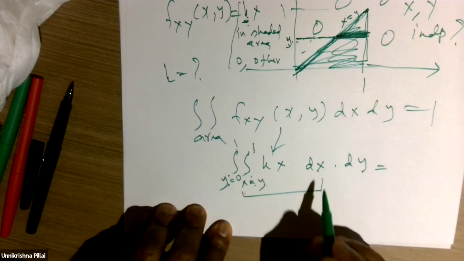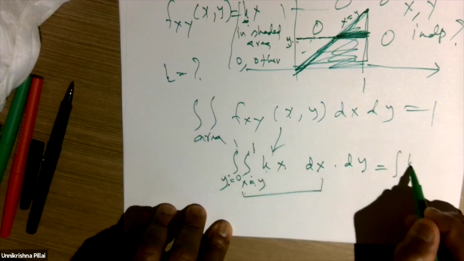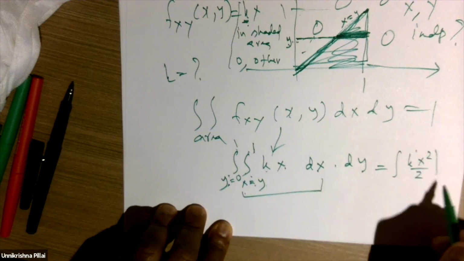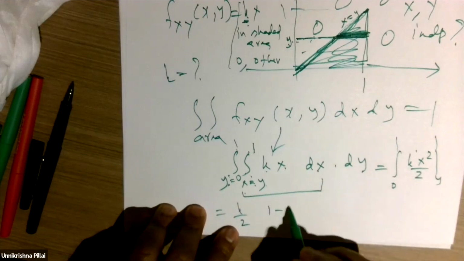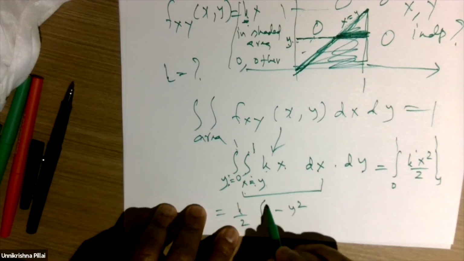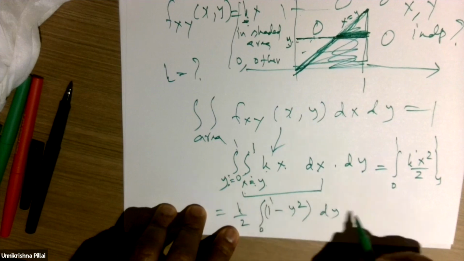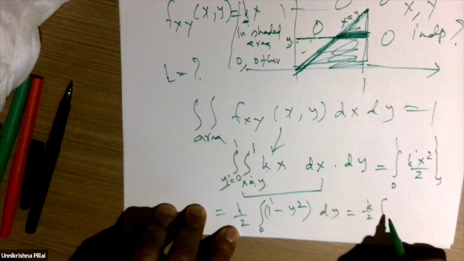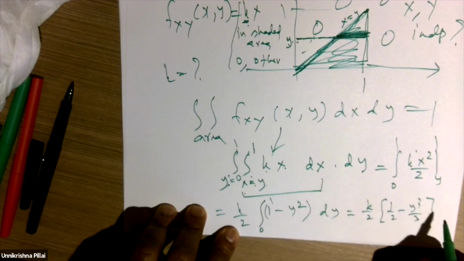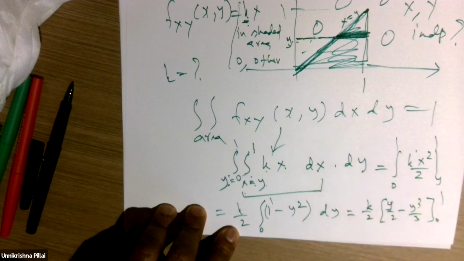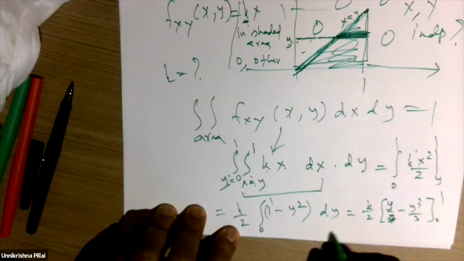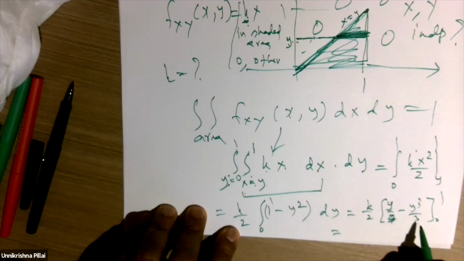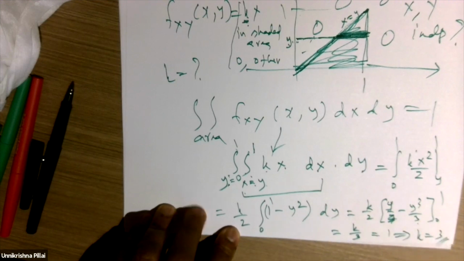Remember, first I'm integrating on X. So this will be k X squared by 2, from Y to 1. So k by 2 goes outside. The limits give 1 minus Y squared, right? Now I need to integrate this over Y, 0 to 1. So that's k by 2, Y minus Y cubed by 3, from 0 to 1. This is 1 minus 1/3, which is 2/3. So this is k by 3 equal to 1. So k is 3, if you are with me.